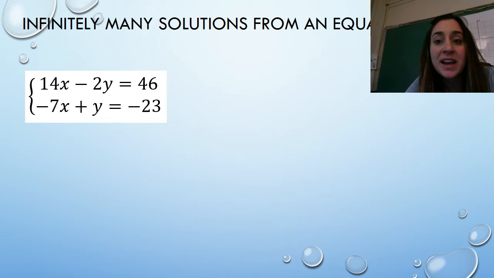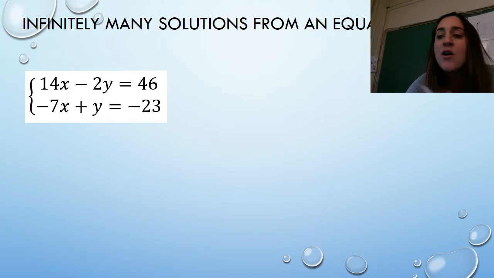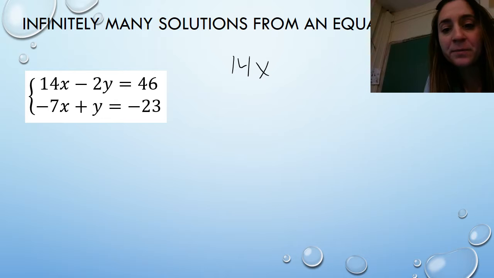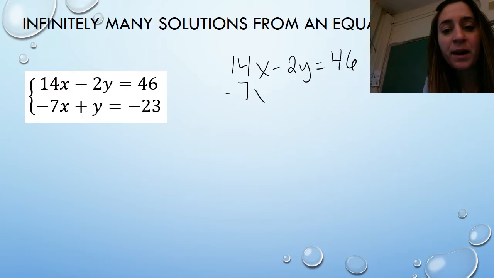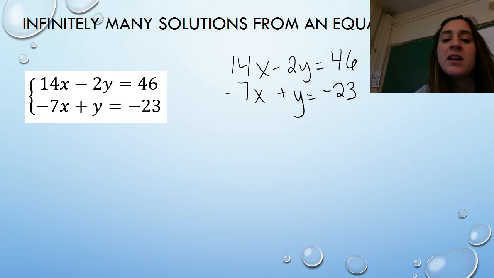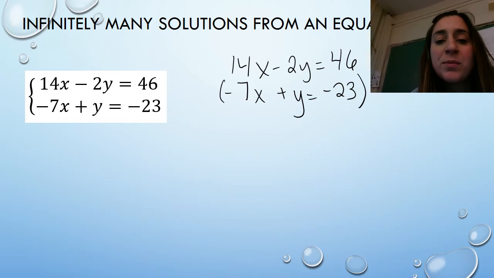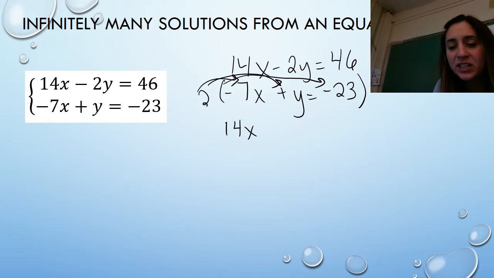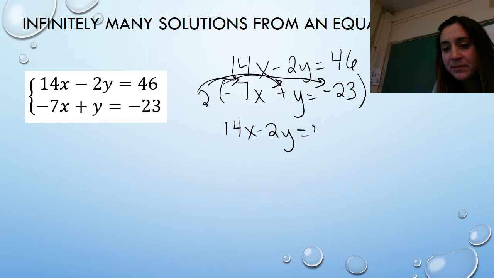All right, so what we're going to do now is we're going to see infinitely many from an equation. First thing I'm going to do is I'm going to rewrite both of the problems. And once they're both rewritten, I'm going to start to think about, am I going to use substitution or am I going to use elimination? I'm going to choose to use elimination for this method. What I'm going to do is I'm going to multiply the bottom by 2, and I'm going to multiply everything by 2. I'm going to rewrite my first equation just so it's there for me and nice and neat.